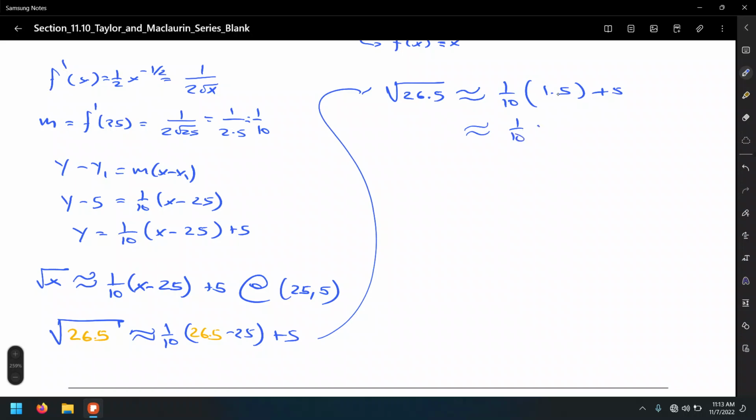and this is 1/10 times 3/2 plus 5. But well, 10 times 2, that's going to be 20. And multiply by 20, divide by 20 for the least common denominator. 5 times 20, that's 100, plus 3. That's the square root of 26.5 is approximately 103 divided by 20.